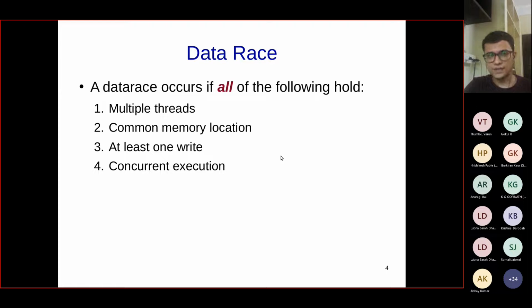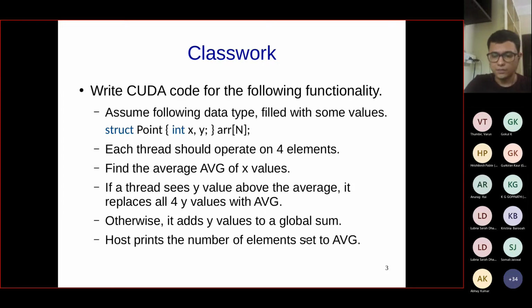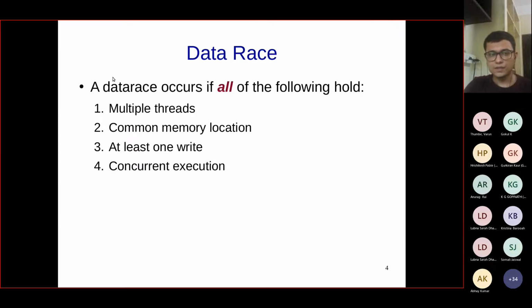We know what a data race is, right? When multiple threads try to perform an operation on common memory at the same time, that is the data race that we saw in the previous example. But what are the necessary conditions for the data race to occur? Let us see those conditions. For a data race to occur, all of these four conditions should hold.